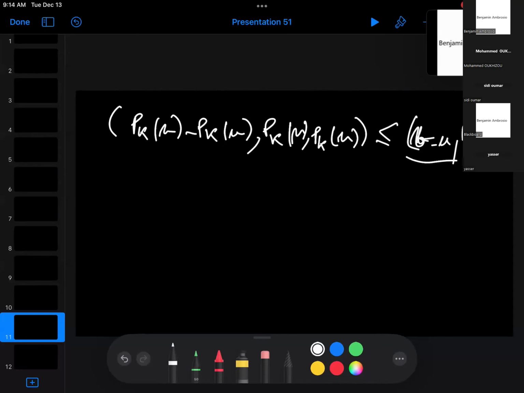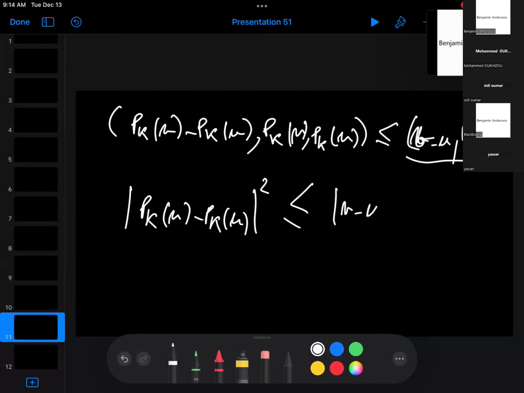What can I do with that? I will apply the Cauchy-Schwarz inequality. So here I got P_K of V minus P_K of U squared is less than, and here, thanks to the Cauchy-Schwarz inequality, I obtain V minus U scalar P_K of V minus P_K of U. All right, so finally, dividing by P_K of V minus P_K of U, I obtain the result.